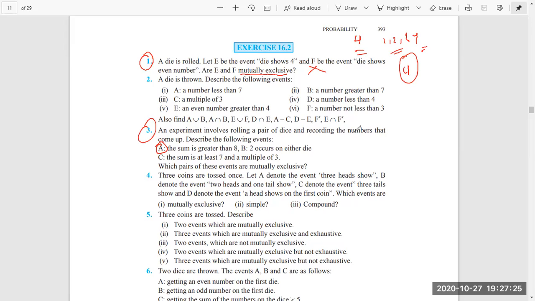The sum should be greater than 8, which means the sum will be either 9, 10, 11 or 12. More than 12 doesn't exist because 6 plus 6 is 12. Very good. You just have to find the possibilities that make this sum equal to 9, 10, 11 and 12. Can you find that?